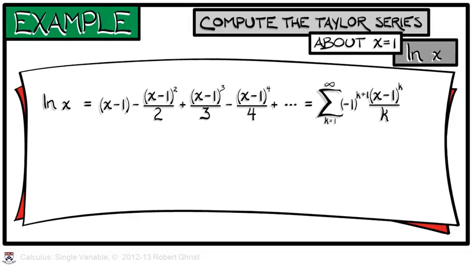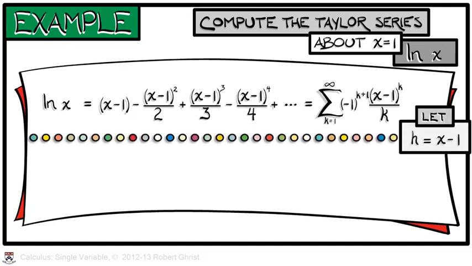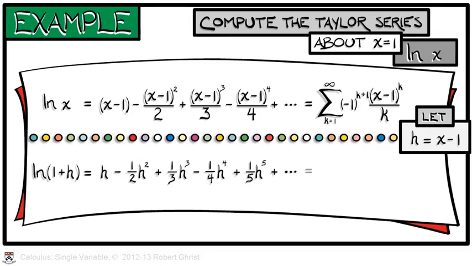The coefficient in front of the degree k term is negative 1 to the k plus 1 over k, and our summation goes from 1 to infinity. Indeed, if we let h be x minus 1, then we obtain the very familiar series log of 1 plus h equals the sum k goes from 1 to infinity of negative 1 to the k plus 1, h to the k over k. We've seen that before with an x instead of an h, but it works the same.